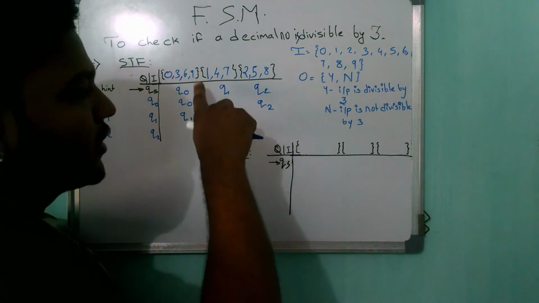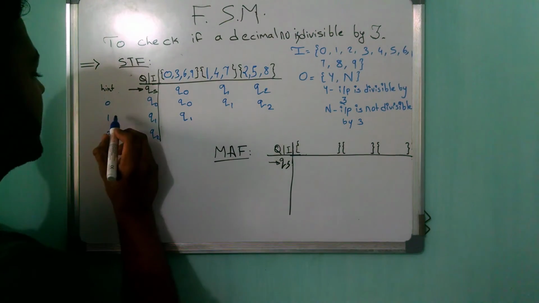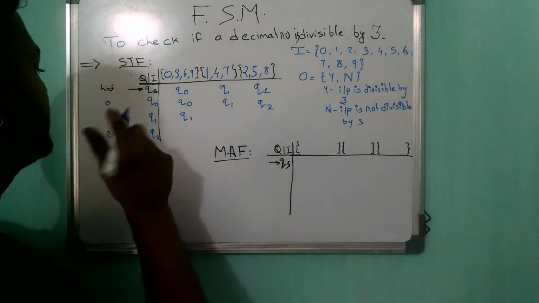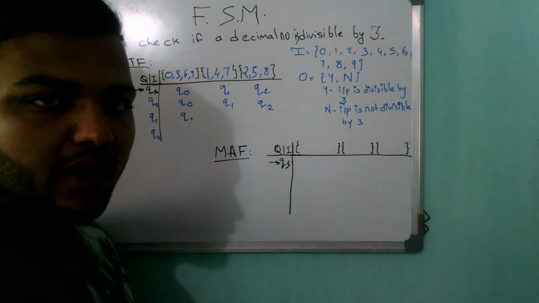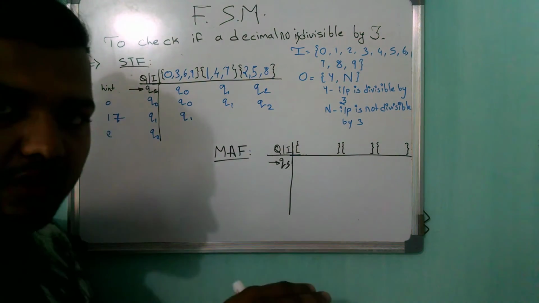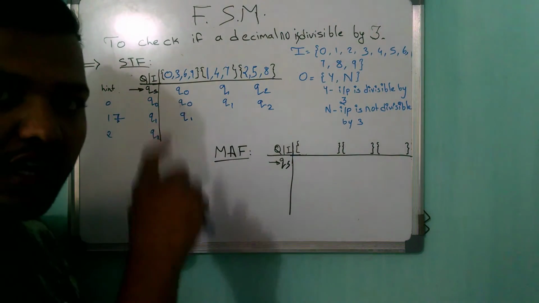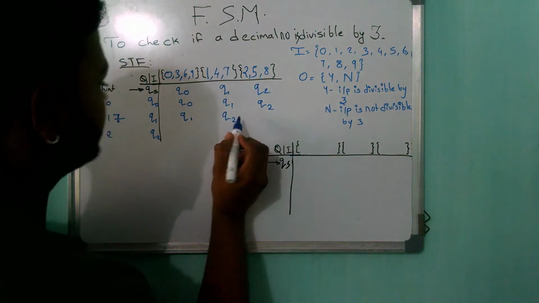Next, for the next loop, 147, 1 is already there, so we get here 1 or we can write here 4 or we can write here 7 and then we divide it by 3. So when we get 11, 14 or 17 and we divide it by 3, we get 2 as the remainder. So we write here Q2.